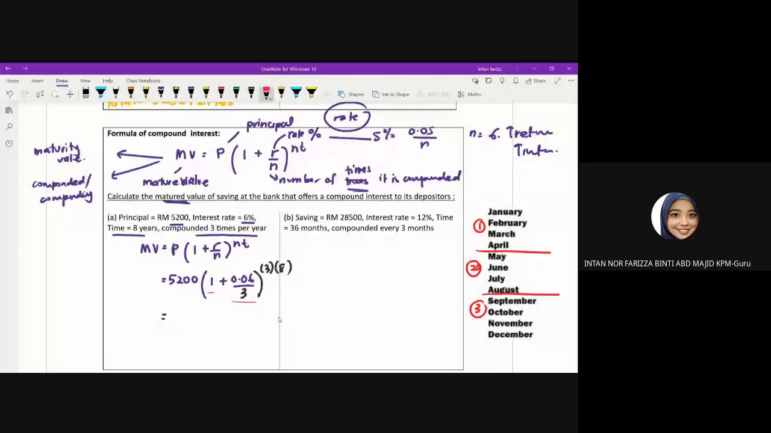I'm going to write the answer in 2 decimal places. And of course, this is money, so you have to put RM. So RM 8363.87.